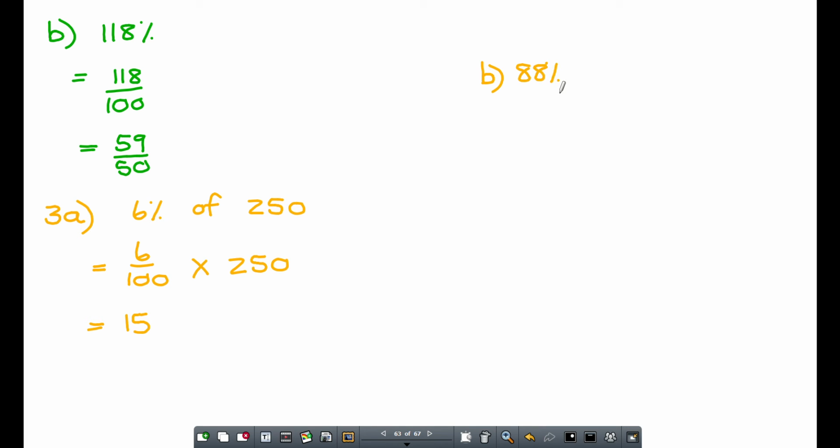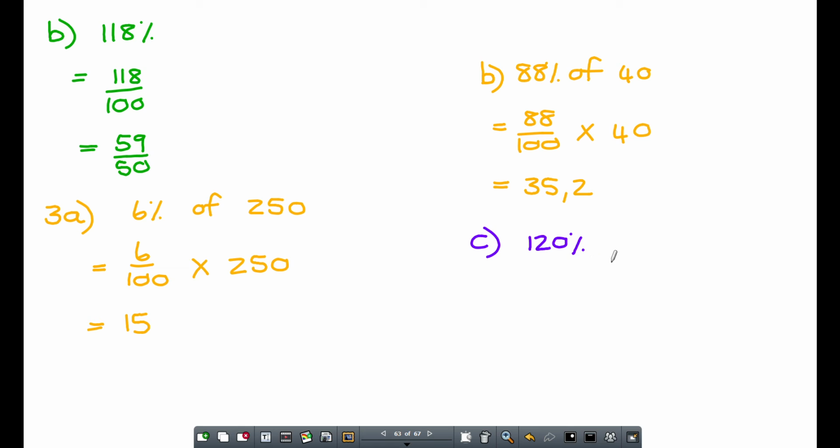88% of 40 is the same as 88 over 100 times, because it's of 40. So 88 divided by 100 times 40. And that is going to give you 35,2. Any questions there? Okay.